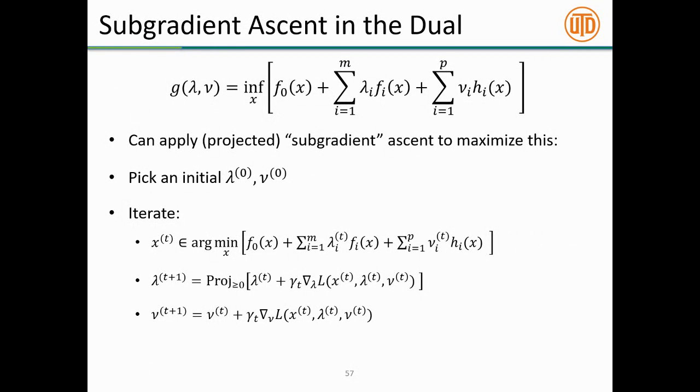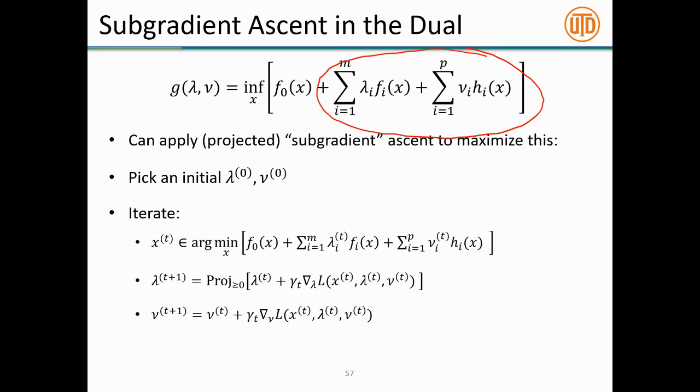Because the dual is defined as the infimum over a set of functions that are linear in the dual variables, here the Lagrange multipliers, this piece right here is linear in lambda and nu. And because you have the infimum over a collection of linear functions, that's concave. It's sort of the opposite of the result that the maximum of a set of convex functions is convex: the minimum or infimum of convex functions is concave. So this is a concave function. It's obtained by computing the infimum, and we can just apply projected subgradient ascent basically to maximize this.